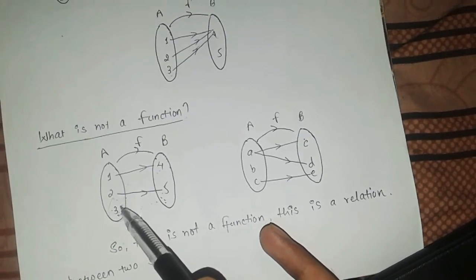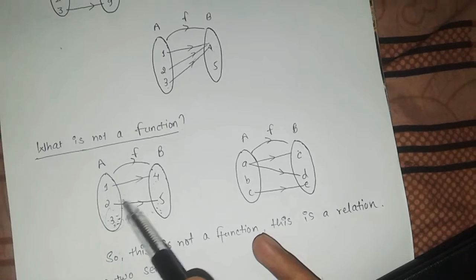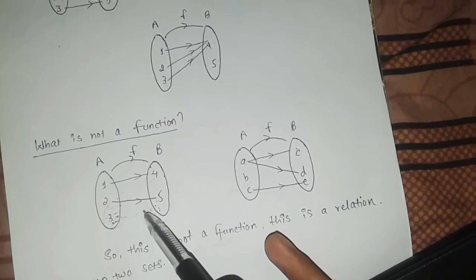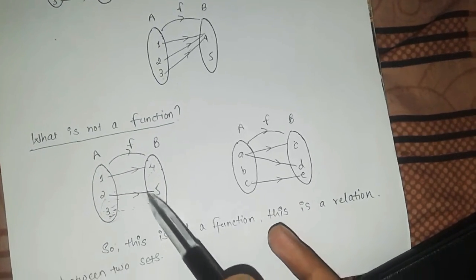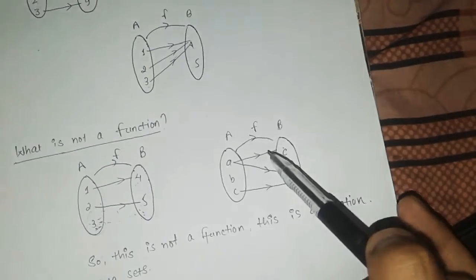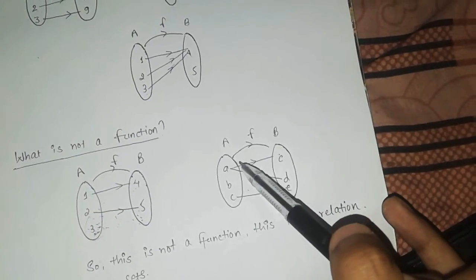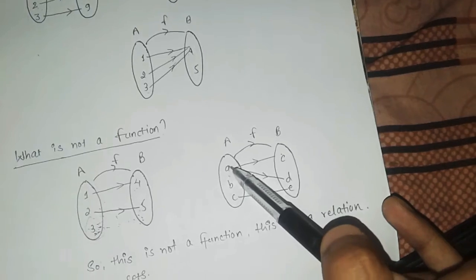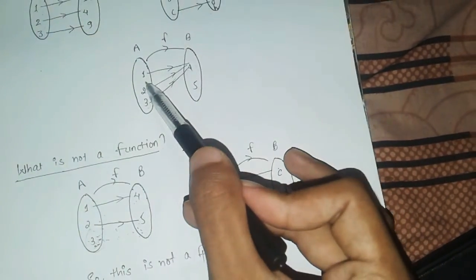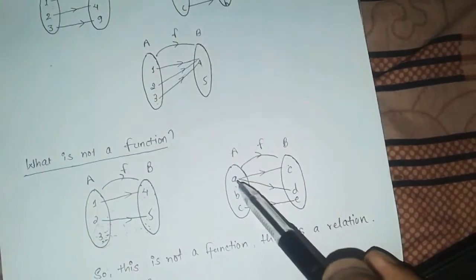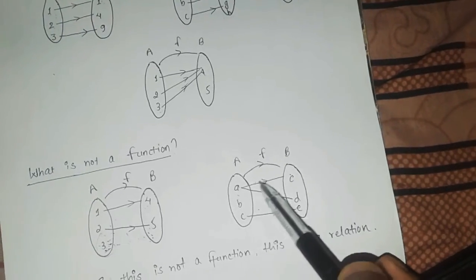The element 3 of A is not associated with B. That's why it is not a function. Similarly, if you look here, in A, we are told that it has only one element, but look here, it has 2 elements.